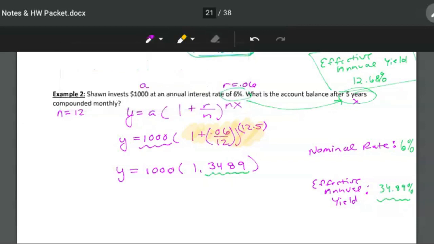And then the last part is actually multiply everything together to see how much money you'd have at the end. Multiply that by 1,000, you'd have 1348.85.